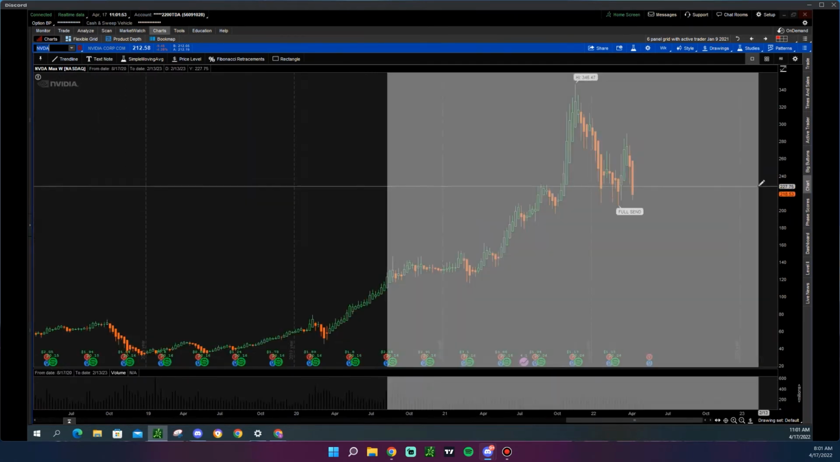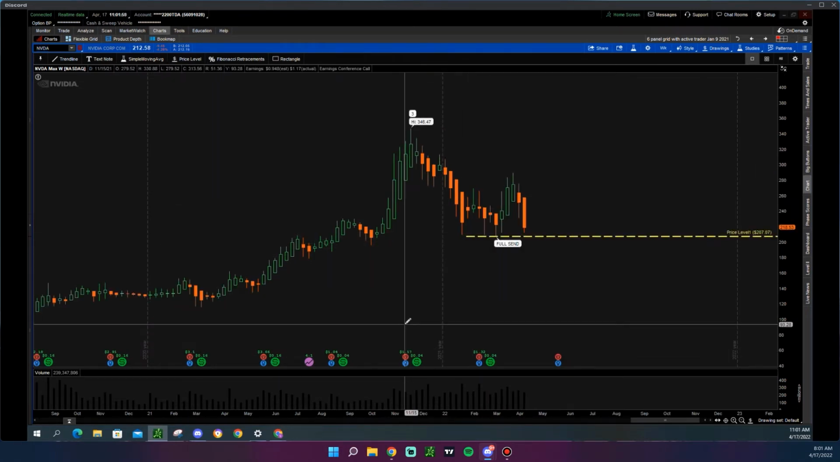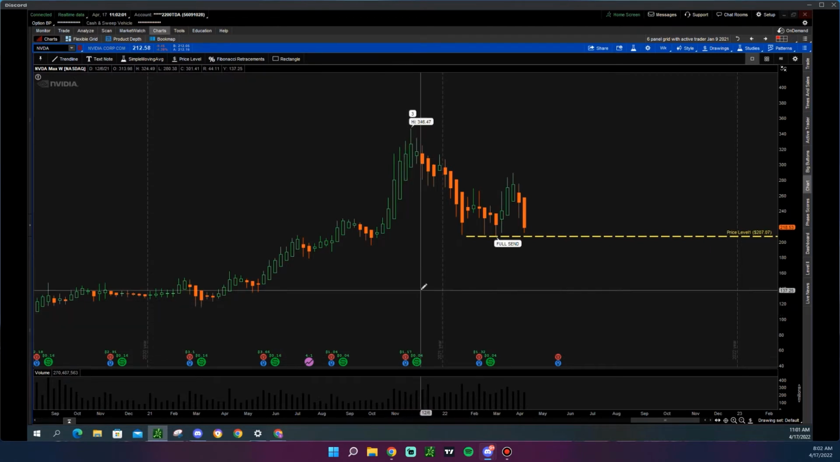Okay, so on the weekly, right here, it's telling us that there's a bullish full send on NVIDIA at 207 level. So NVIDIA closed at 212. So tomorrow, it's worth watching the video at this level. And what do you guys think to expect?